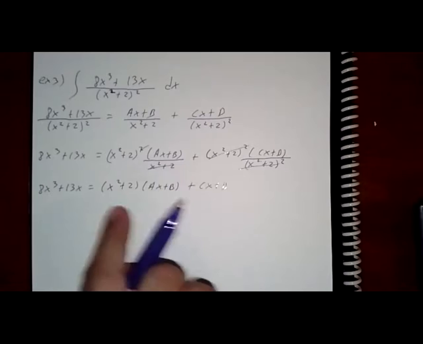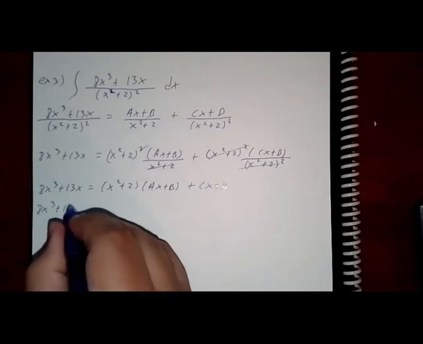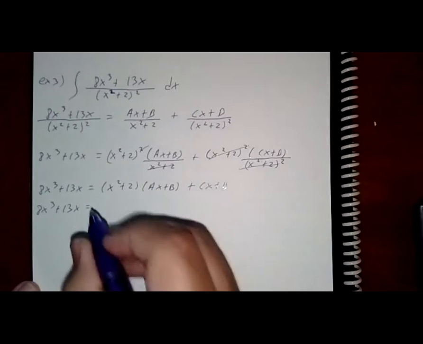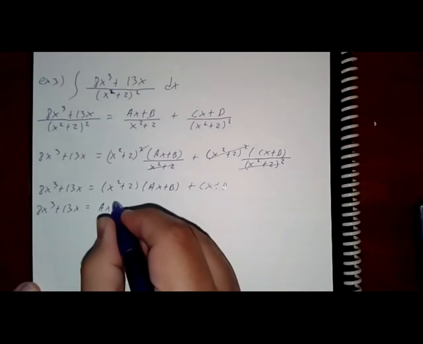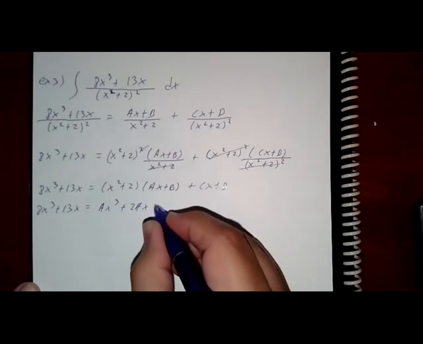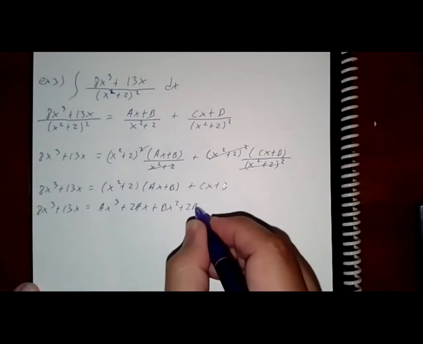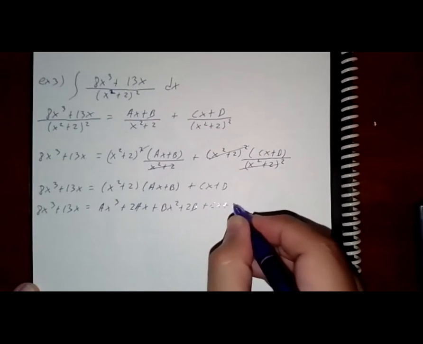So now we multiply it all out and gather all the like terms like before. So this section was very algebra heavy. So that'll be ax cubed plus 2ax plus bx squared plus 2b plus cx plus d.